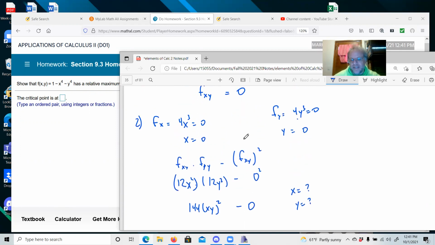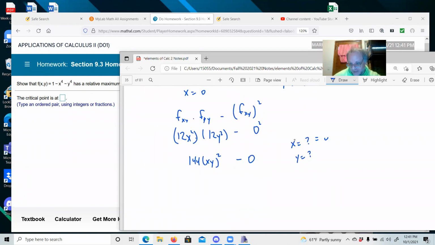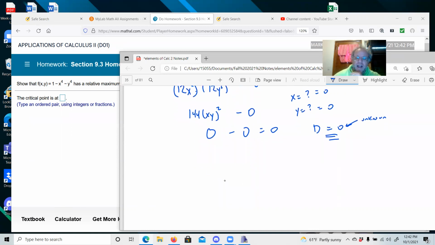What do we find in the values up here? We found x is 0 and y is 0. So we say x is 0 and y is 0, so 0 times 0, 0 minus 0 equals 0. This is where my determinant is equal to 0, so we have no idea what's going on. In my chart, this gives you "can't tell." So we're going to apply some geometric intuition here.